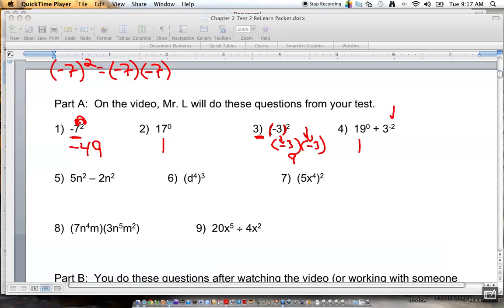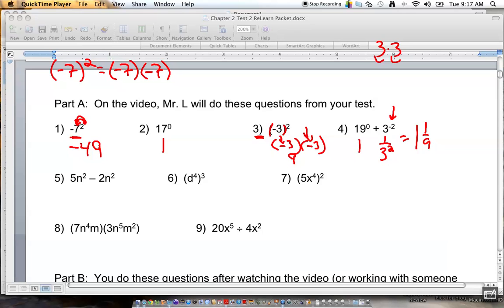A negative exponent means reciprocal. So that's 1 over 3 squared. 3 squared is not 6. That's one of the mistakes I see kids make sometimes. 3 squared does not mean 3 times 2. It means use a base of 3 twice. 3 times 3 is 9. So this is 1/9. Okay? Now we go on to number 5.